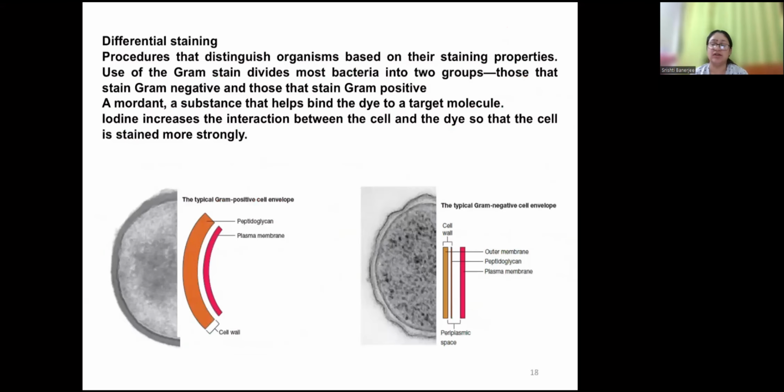Okay, so what I was discussing, that differential staining. A differential staining is a process that distinguishes organisms based on their staining properties. Suppose I want to identify gram positive or gram negative bacteria. If I want to distinguish them from the same experiment, that is where differential staining comes in. And what do we use?